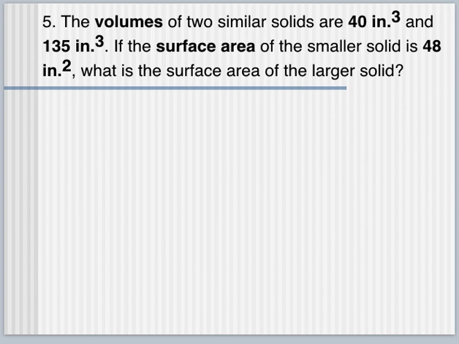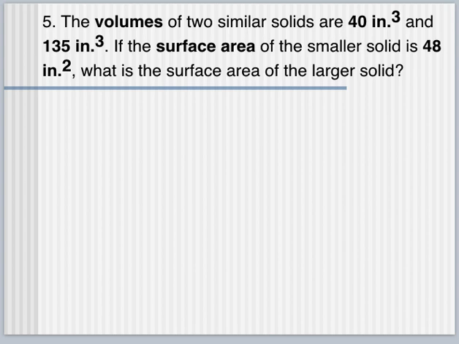We'll go through one more word problem together, and then you'll try the last one on your own. The volumes of two similar solids are 40 cubic inches and 135 cubic inches. If the surface area of the smaller solid is 48 square inches, what is the surface area of the larger solid?